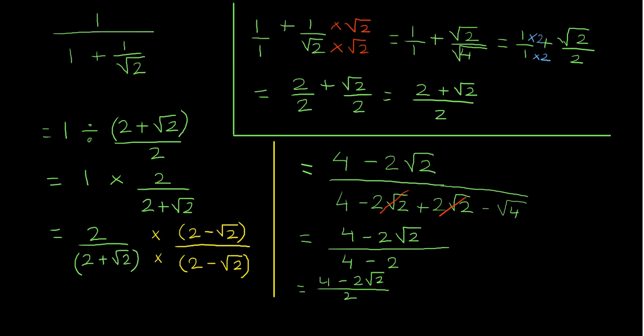Now at this point, I can factorize the numerator, so both terms have a highest common factor of 2, so I can have 2 open bracket 2 minus root 2, all of it divided by the 2, which is my denominator. The 2's cancel out, 2 goes into 2 once, 2 goes into 2 once, which leaves me with a final answer of 2 minus root 2. Just about fit it over there. So my final answer is 2 minus root 2.